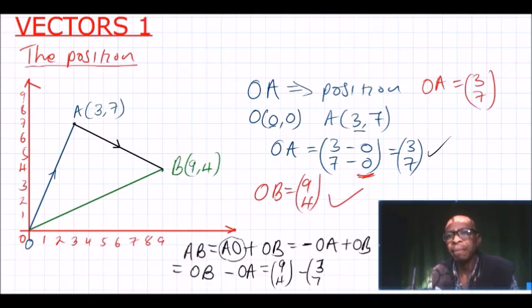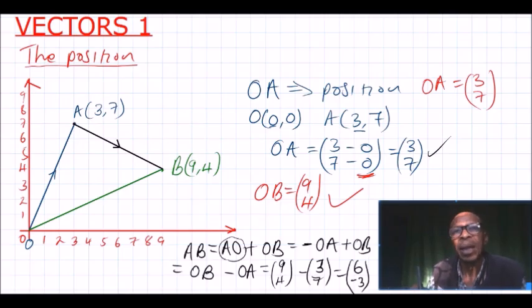Now that will give us 9 minus 3 is 6, 4 minus 7 is minus 3. And surely you can see our vector describes the same. You see the components are 6 and minus 3. That is a positive direction of X, negative direction of Y, 1, 2, 3. So that is what is described here.